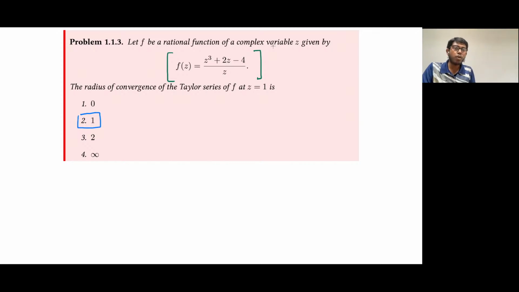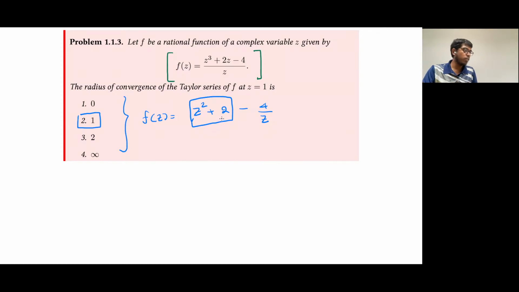So yeah, this is also an easy problem. There are multiple ways to solve it. What I did is, you can write f(z) equals z square plus 2 minus 4 by z. This is an analytic function, so the radius of convergence is infinity here. So this will not alter the radius of convergence. We basically need to think about the last term, minus 4 by z.